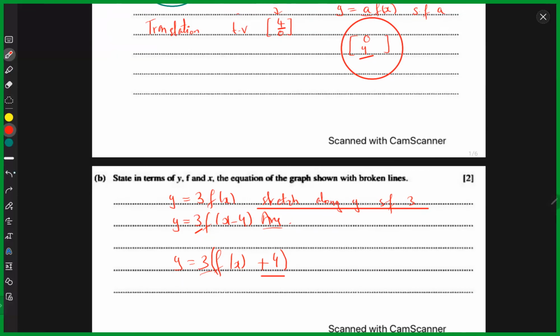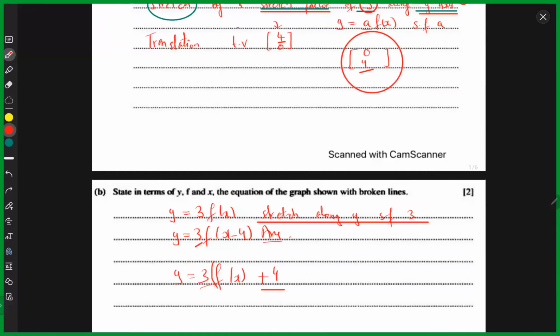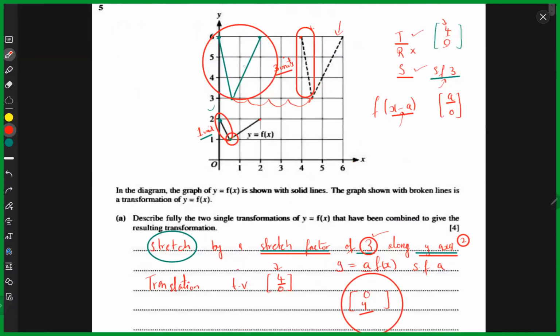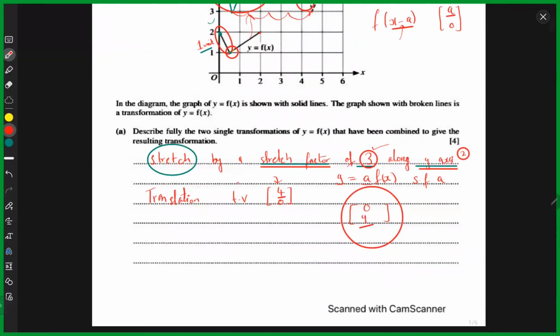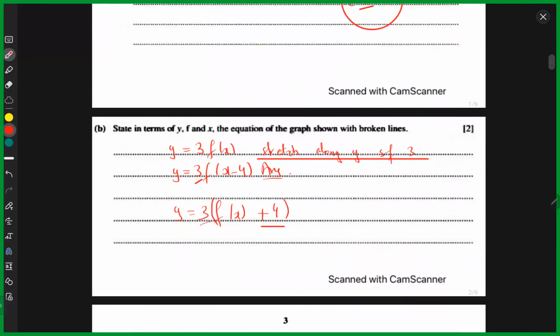For this one, this blue image is basically the stretched version that you would get after stretching the f of x. So 3 has to be multiplied with f of x. If you multiply 3 with f of x, this would give you the blue one.